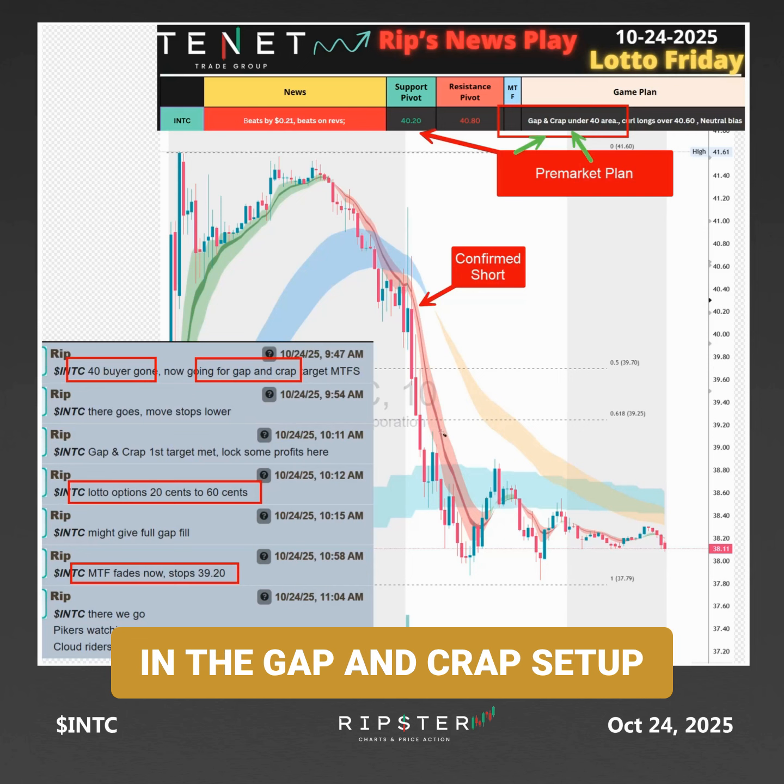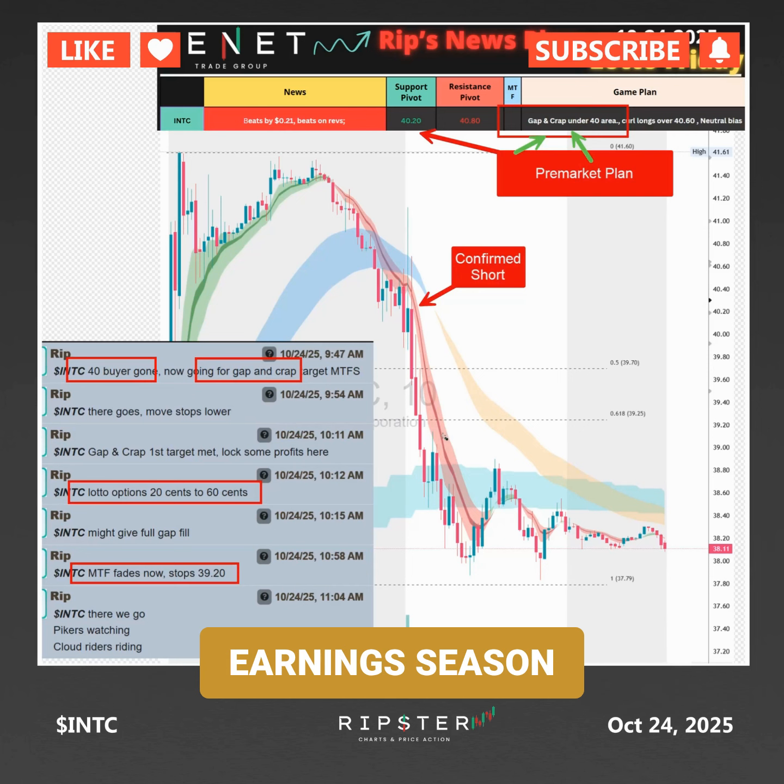So always remember this in a gap and crab setup. Use this concept. Earning seasons, there's going to be many gap and crabs. Make sure you trade this setup.